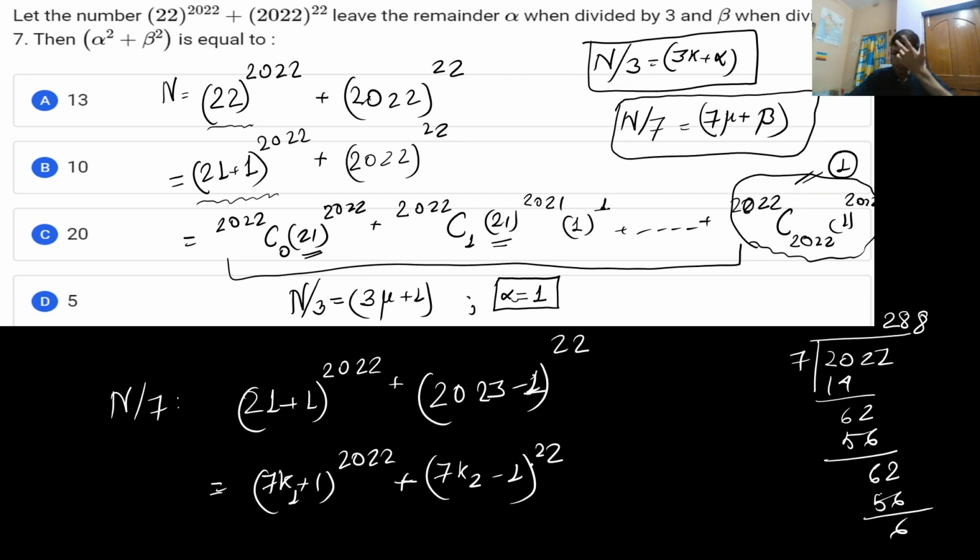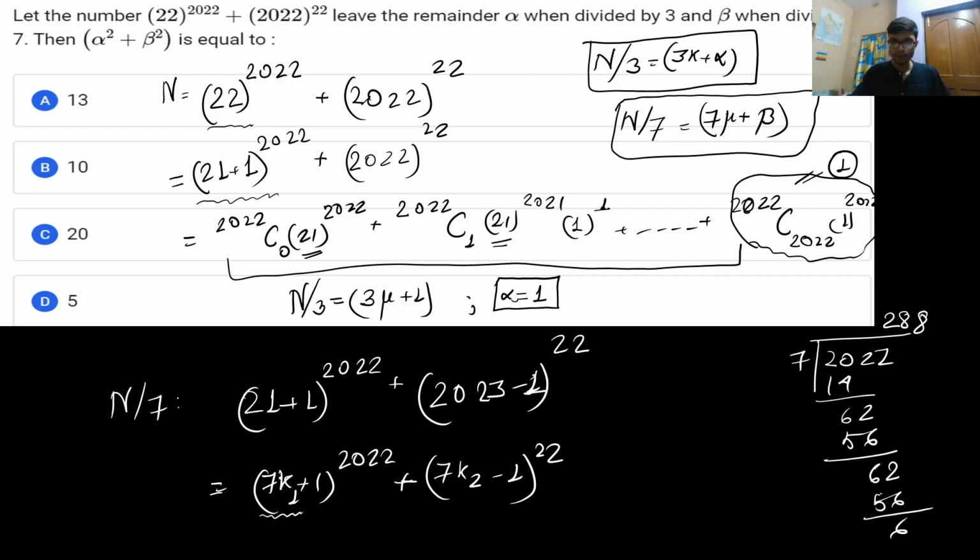Now if you observe, if you binomially expand this number, it will become a 7 multiple plus the last term. If you binomially expand, all the terms containing 7k will always be divisible by 7. So instead of writing all of them, I am writing it in the form of some 7 multiple k plus the last term, which will be 2022C2022 times 1 raised to the power 22.